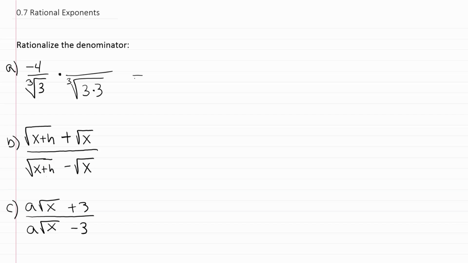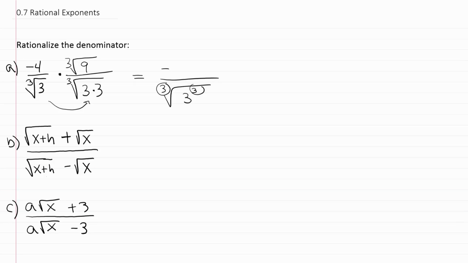Because then what will happen here in the denominator, when I multiply these together, I'll end up having the cube root of 3 to the third power, right? Because 3 times 3 times 3 is 3 to the third. Then the index and the exponent will match up and we'll be able to drop the radical sign. Now in the numerator, we have to multiply by the same thing, the cube root of 3 times 3, or the cube root of 9.